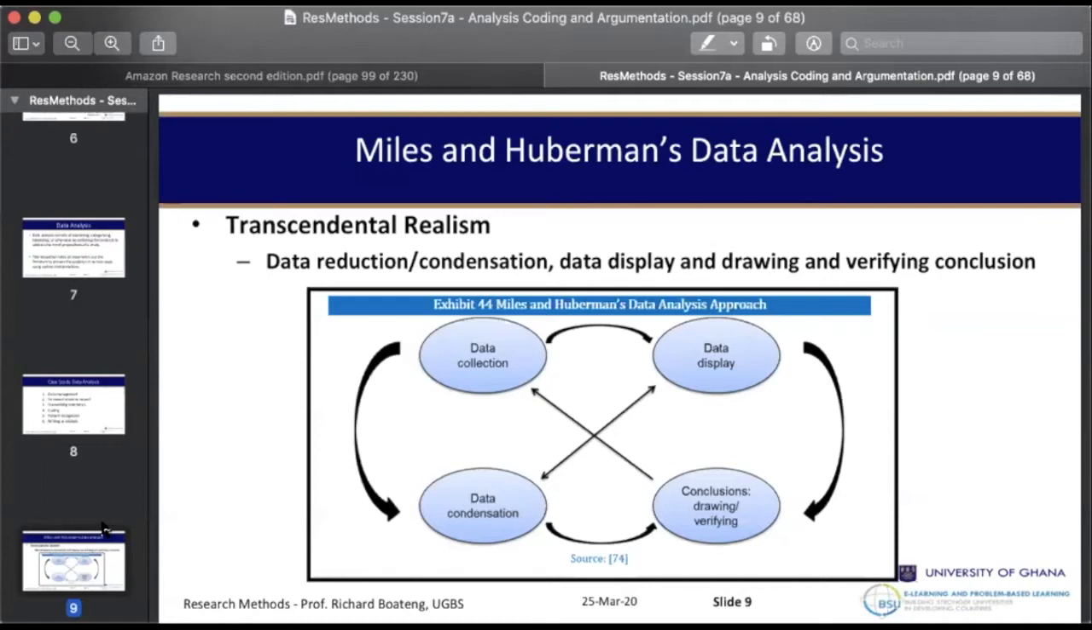When you are filtering, you should filter within the perspective or the context of the study you are doing, in the context of where the study is being carried out or the context of the phenomenon. So you start from data collection, you go to data display, data condensation, and then conclusion and verification. But because of the way the arrows are drawn by Miles and Huberman, it's telling you that the four different blocks tend to depend on each other. But let me just put a disclaimer here. This diagram comes from Miles and Huberman's analytical approach from the transcendental realism perspective. This is actually the 2010 perspective of the analytical approach.